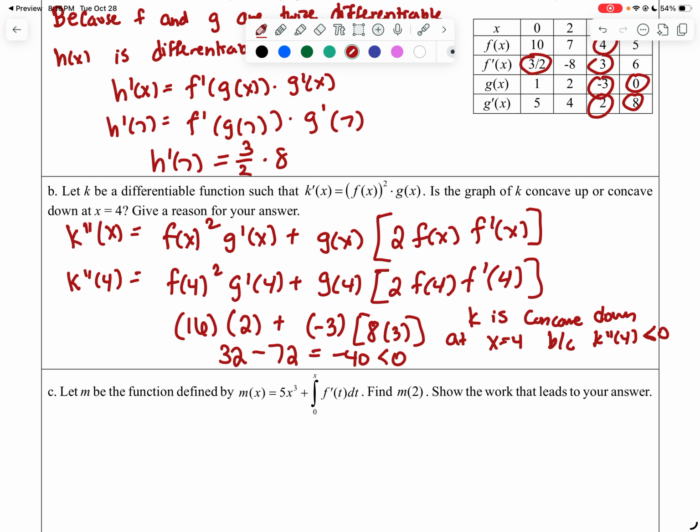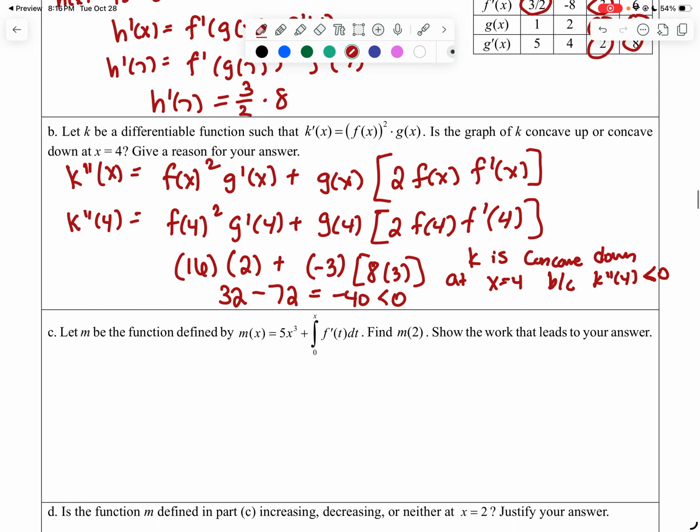All right, part C, we have m be the function defined by that lovely thing. Find m of 2, show the work that leads to your answer. Okay, so this one here, we aren't even taking a derivative. We're just finding out m of 2. So m of 2 is just 5 times 2 to the third plus the integral from 0 to 2 of f prime of t dt.